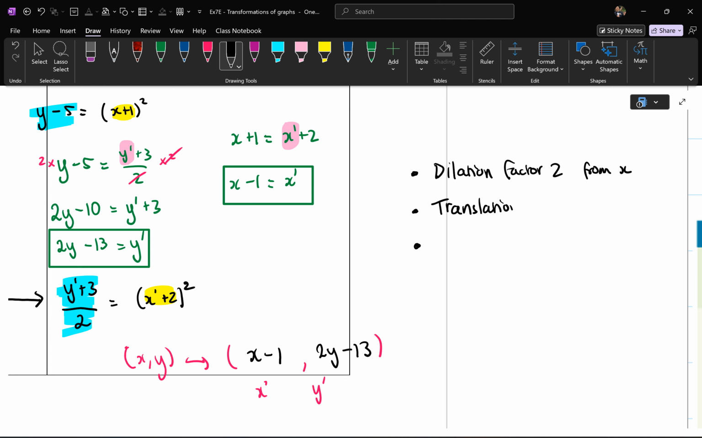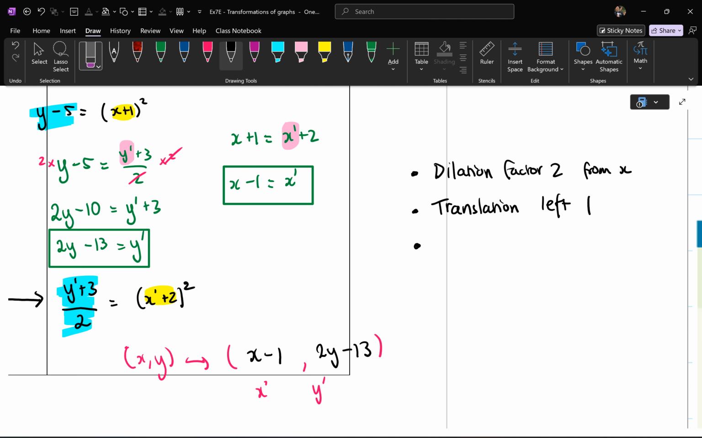Do I have any translations? Which translation can you see? Let's go with Lillian. What do you see? Translation of what? Ooh, close. When it's minus 1 there, it actually is minus 1. So in the mapping notation, it is true to what it is. But if it's in function notation, it would have been f of x plus 1. So in this case, it actually means left. So translation, left by 1.